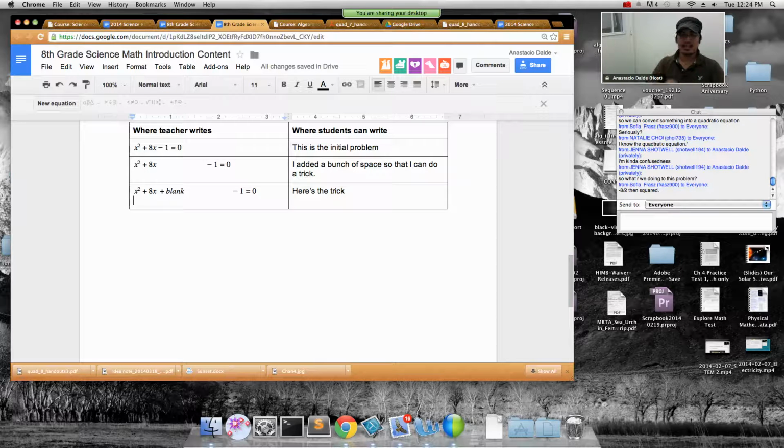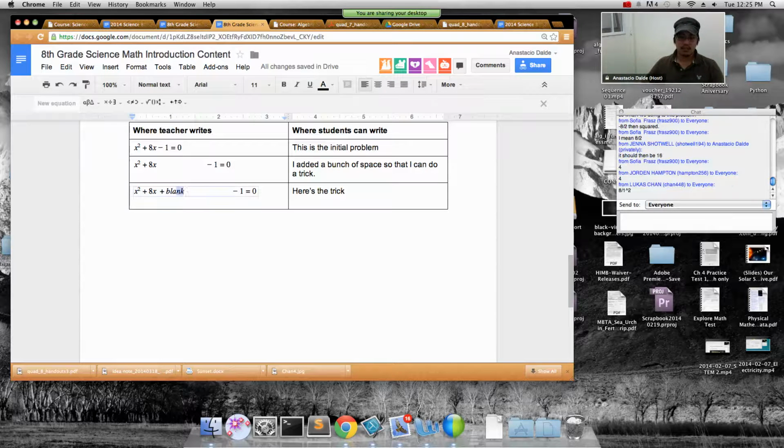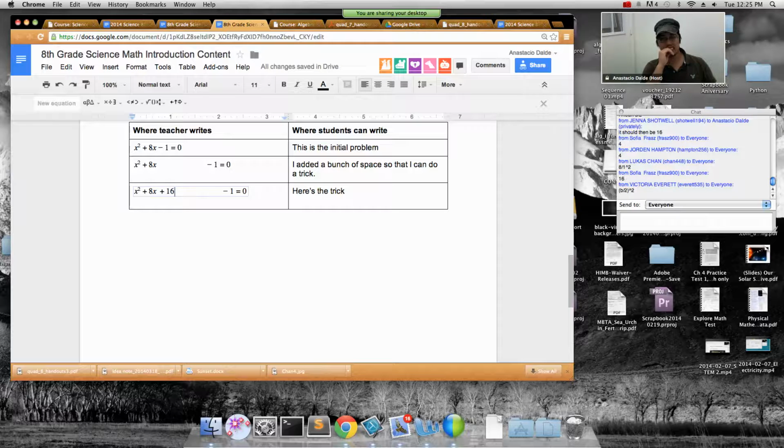All right, Sophia's saying take -8. First question is, okay, you're saying take +8 divided by 2. Okay, what is 8 divided by 2? 4, right? And then square it. That blank would be a 16. Do you see that? Yes, it's just that number, you divide it by 2 and you square it.